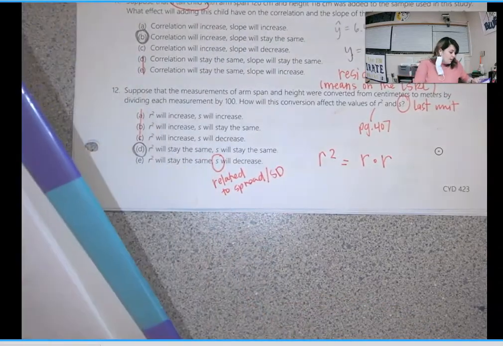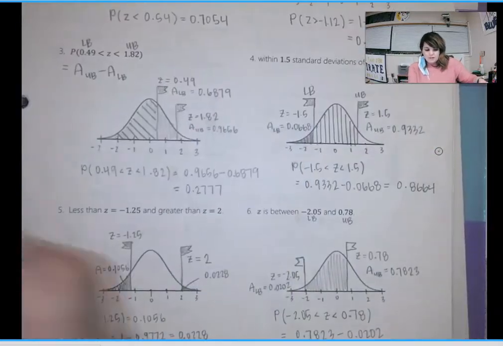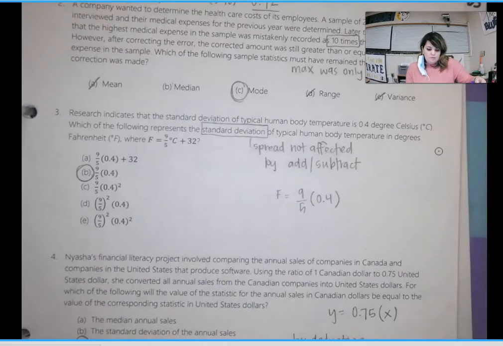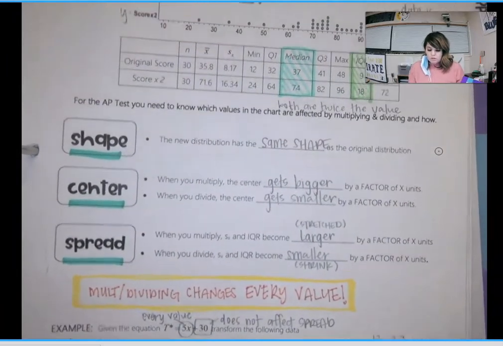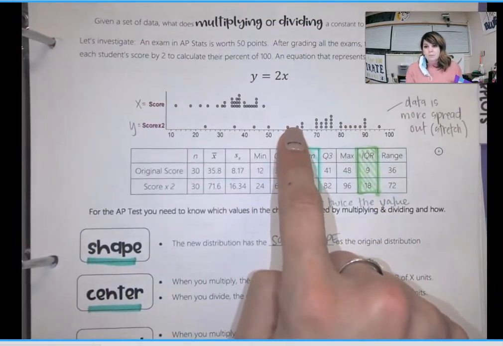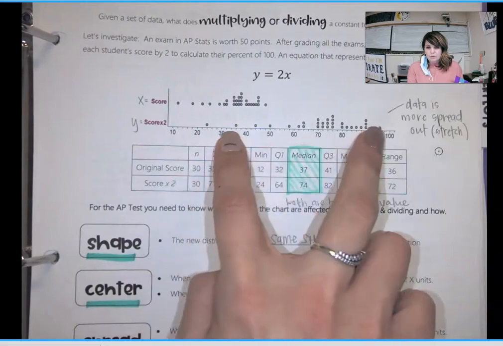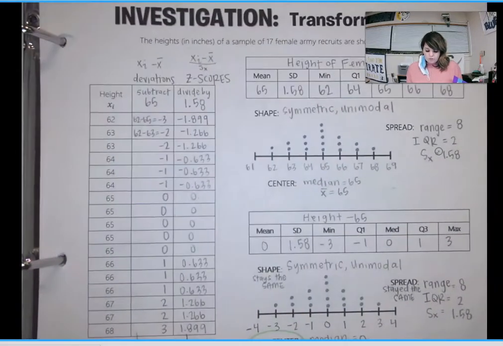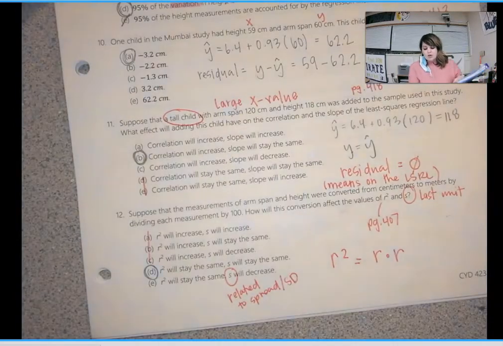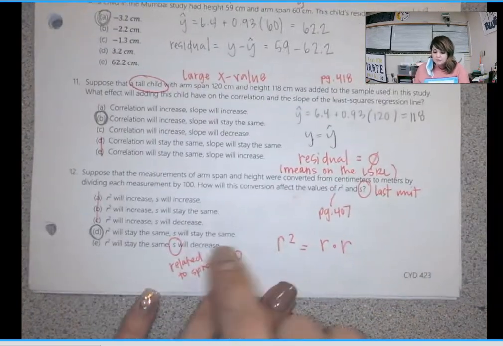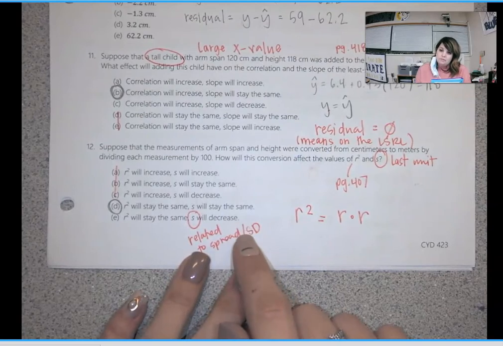Well, back in our transforming data lesson, if we divided our whole data set by a number, our spread shrinks. So here we multiplied, this is the original, we multiplied and it spread out. When you divide, it shrinks in. So our S is going to decrease because we divided, and the reason that it decreases is because it's related to the spread of the residuals.